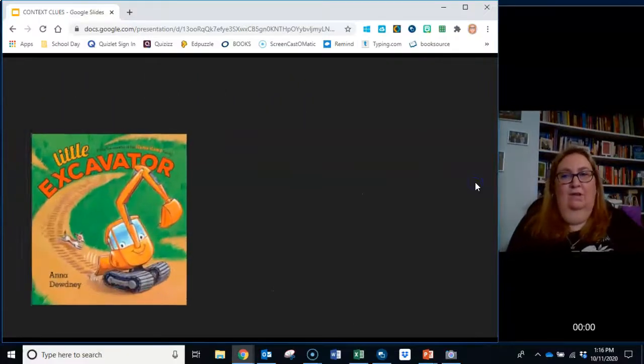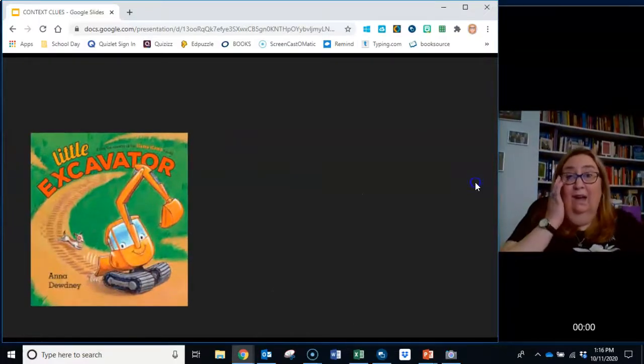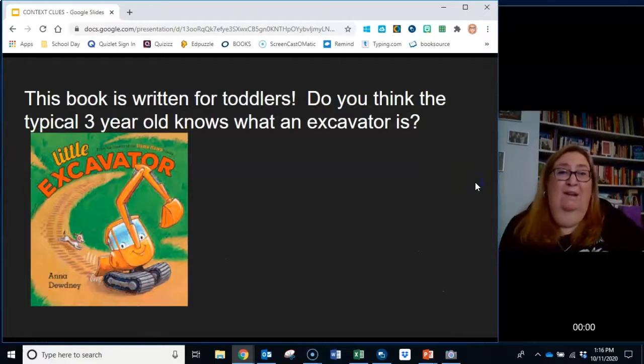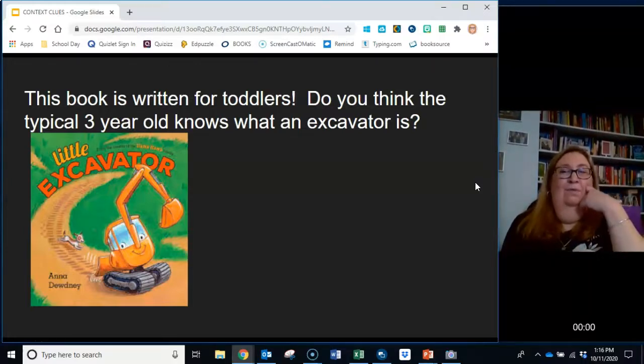So what about this picture? This is actually the cover of a book. And this book was really written for toddlers. My nephew has this book. My nephew is 2. So let's think about 2 or 3-year-olds. This title says Little Excavator. Do you think a typical 3-year-old knows what an excavator is?